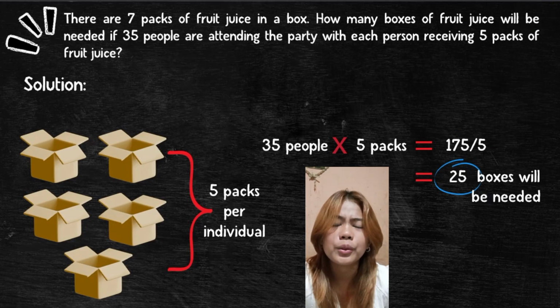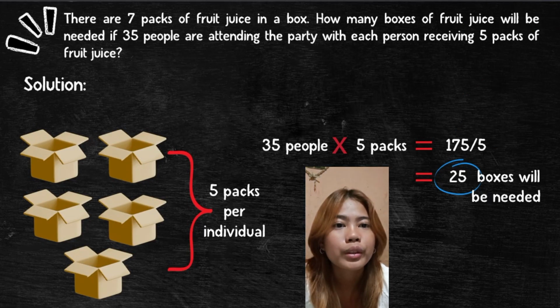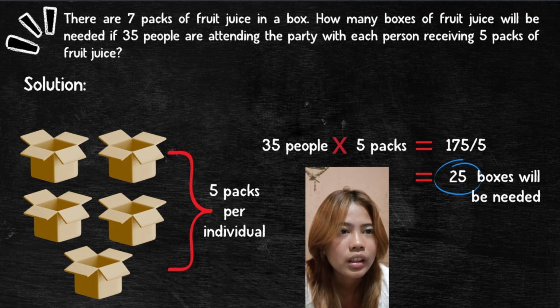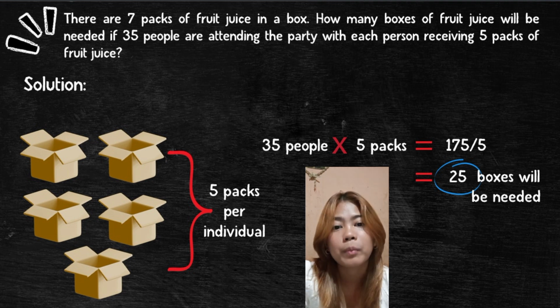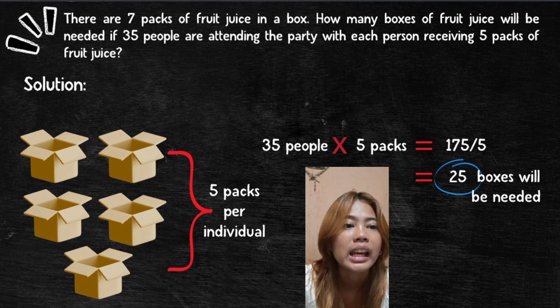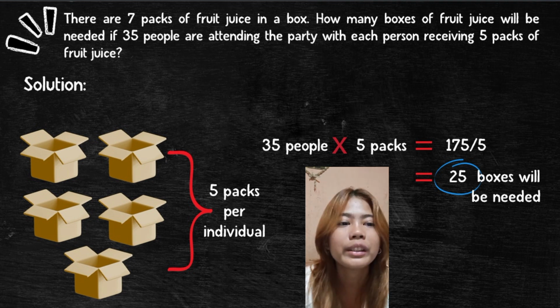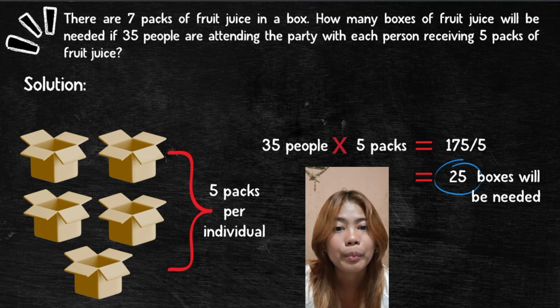Okay, thank you. Here's the solution and answer for the second problem. The question is how many boxes of fruit juice will be needed if 35 people are attending the party? The answer is 25 boxes. 35 people times 5 packs is equal to 175. Then 175 is divided by 7, the packs of fruit juice per box, and it totals 25 boxes. So 25 boxes will be needed at the party.